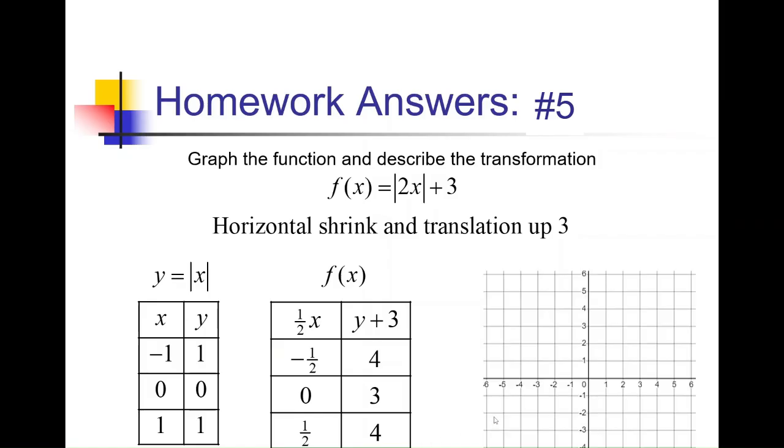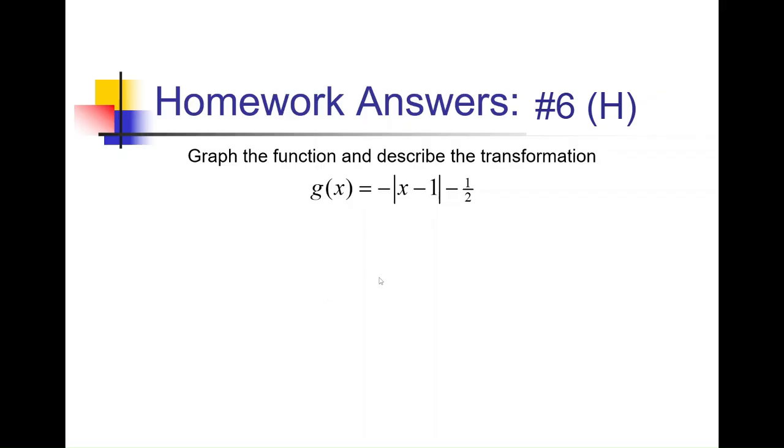Putting those all on our graph, we have negative 1/2, 4, which is right about here. 0, 3 is here, and 1/2, comma 4 is back up here. So let's draw the v through those. And let's just check our transformations. It looks like we did shrink horizontally. We're closer to the y-axis, and everything got shifted up 3.